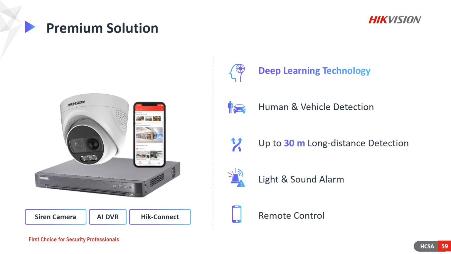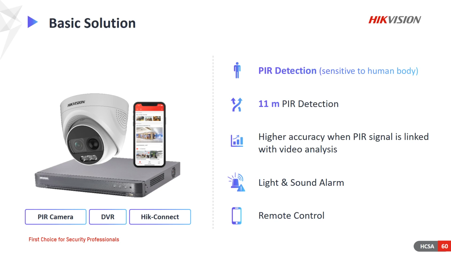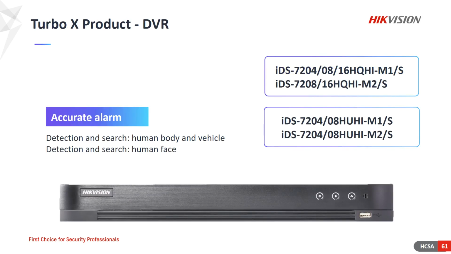So this is the premium solution, and for the basic solution, we can just provide the PIR camera and the normal DVR. The PIR camera is going to do up to 11 meters PIR detection, and the DVR is going to receive the alarm as well. This is the Turbo HD product DVR.